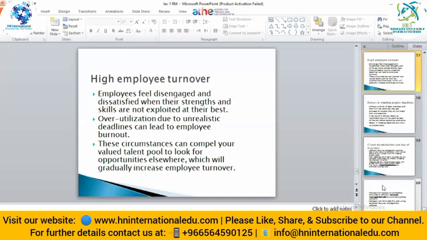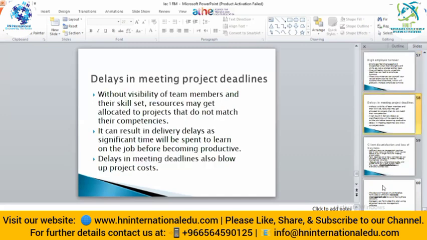High employee turnover. When they are not satisfied, they will switch jobs. So employees feel discouraged and dissatisfied when their strengths and skills are not used properly at their best level. Overutilization due to unrealistic deadlines can lead to employee burnout. We are overburdening them. These circumstances can compel them to look for opportunities in other organizations, which will gradually increase the employee turnover.